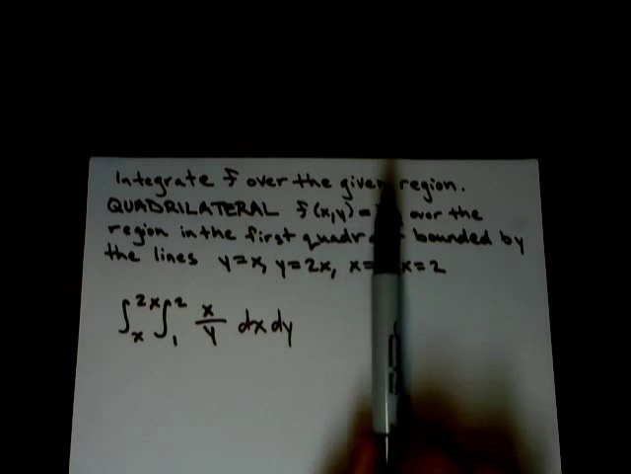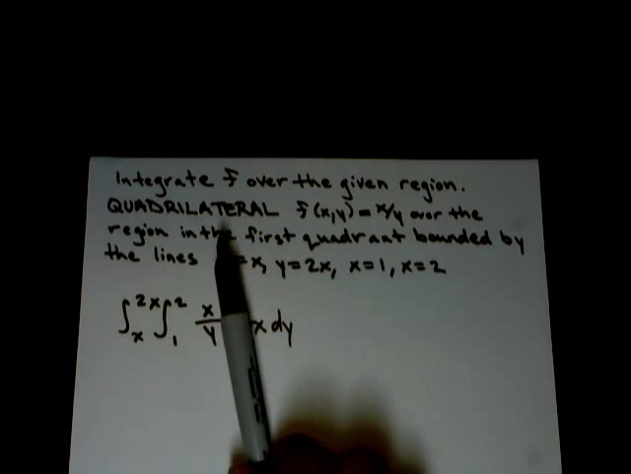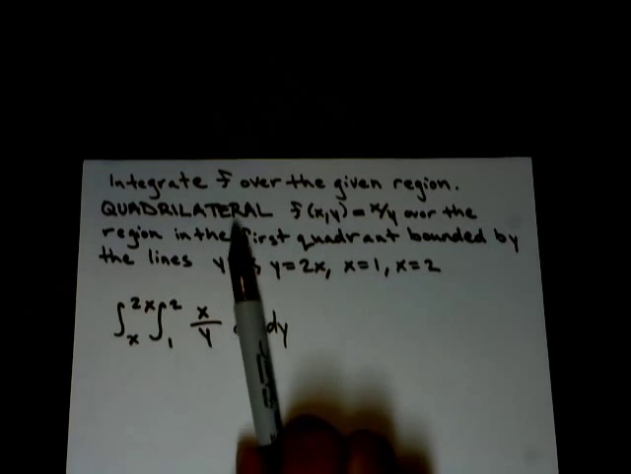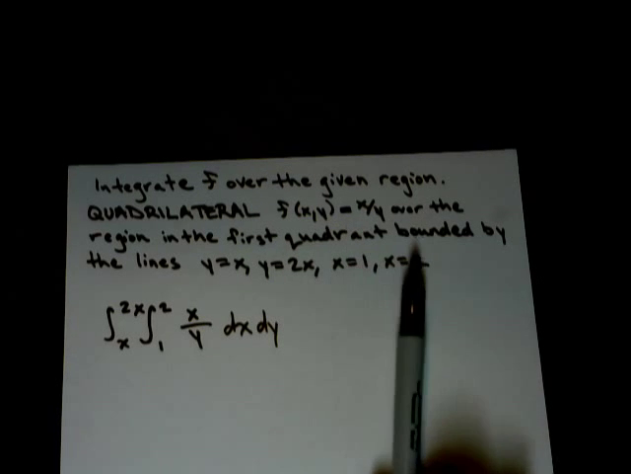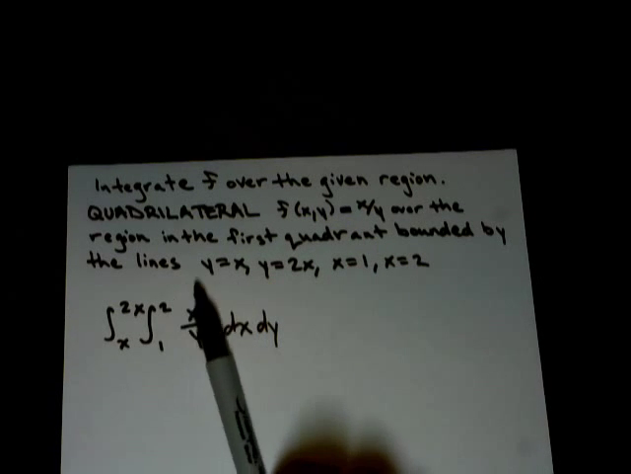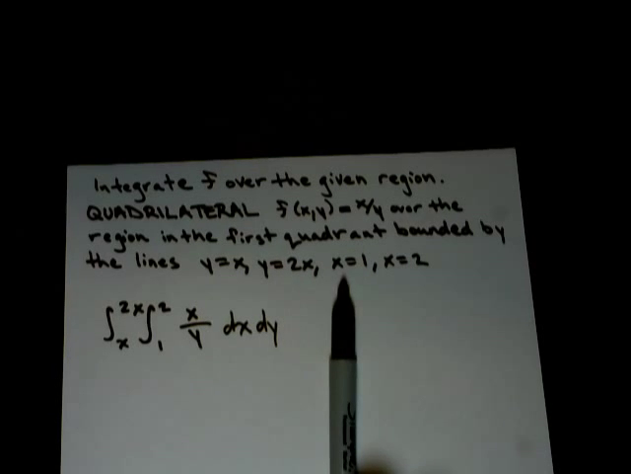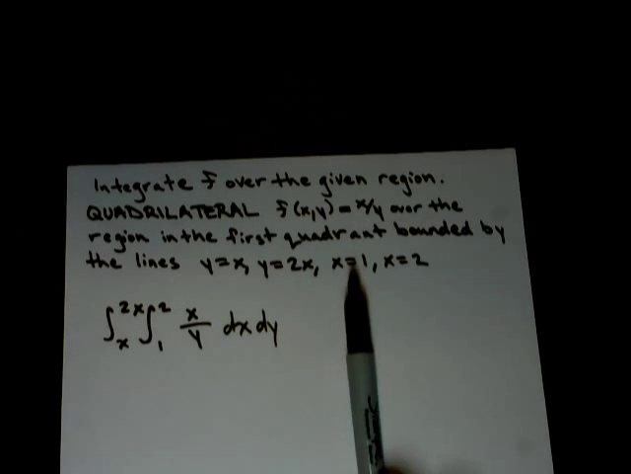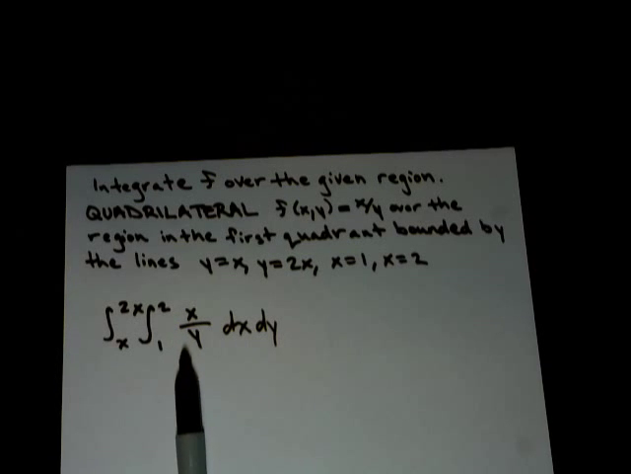In this example, we're going to be looking at a double integral over a general region, and we're going to be looking at a quadrilateral, and this is our integrand. It's going to be over the first quadrant bounded by the lines y equals x, y equals 2x, and the x variable is going to go from x equals 1 to 2. Okay, and this is our integral, or double integral.